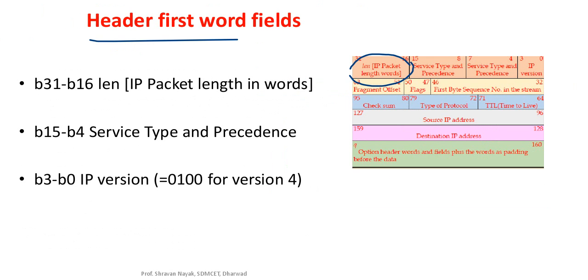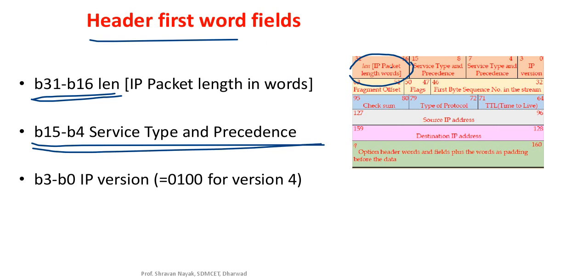Let us not go into these details now, but I will only show you what exactly are the service type and the precedence. Then B3 to B0, the version. So this shows the version, that is 0100 for version 4.